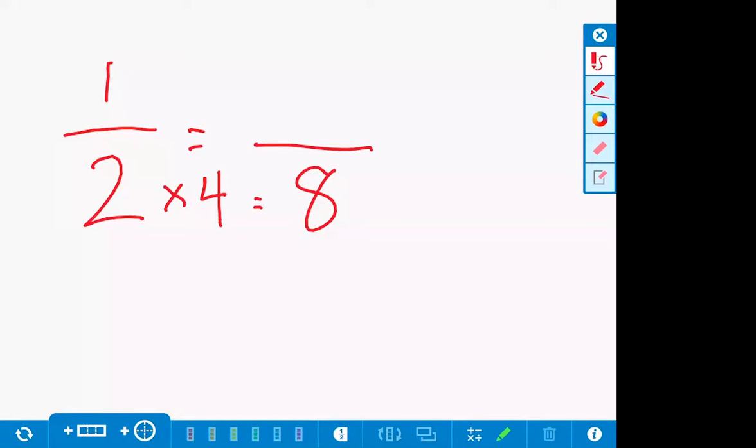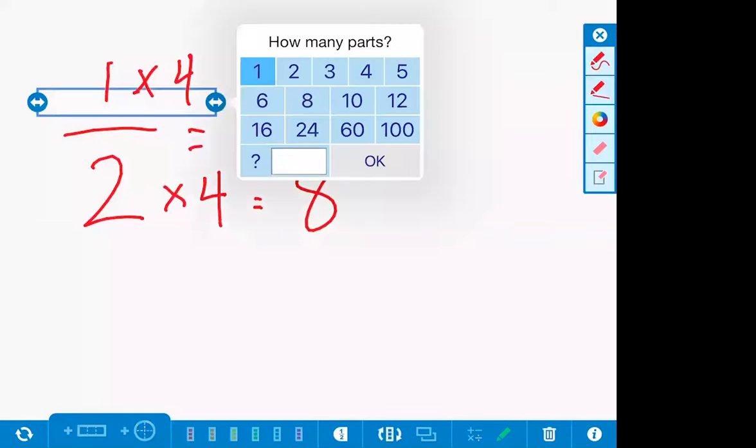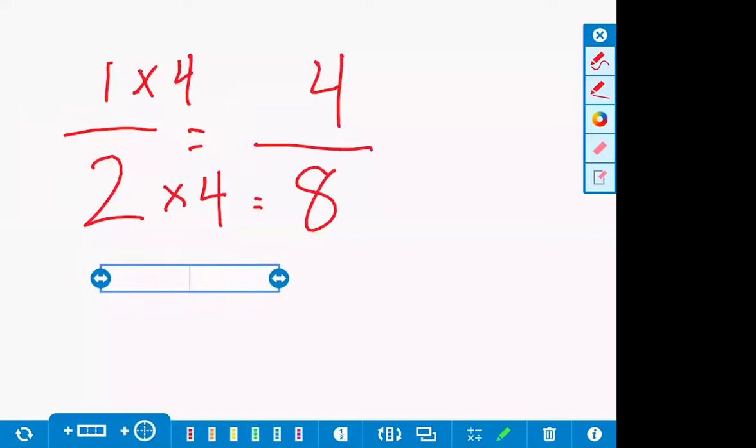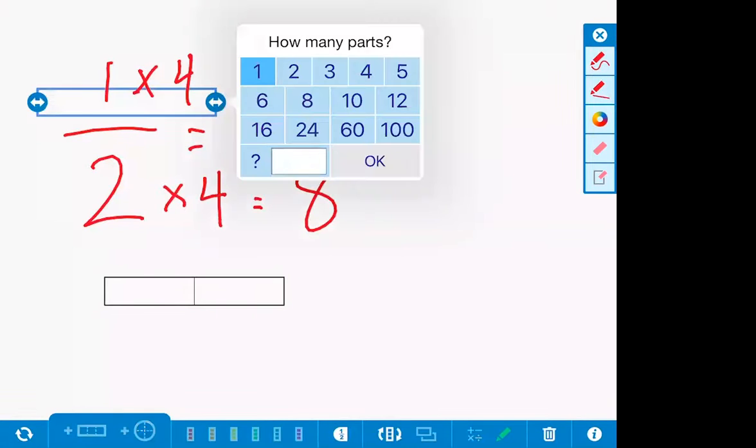So how this works is now whatever we've done to the bottom number, so we've multiplied the bottom by 4, we need to do to the top. So now I'm going to do the top and multiply it by 4. So 1 times 4, I'm just going to tell you because that's our easy facts, is 4. So an equivalent fraction to 1/2 is 4/8. And you could actually show that too if you wanted to check it by drawing.